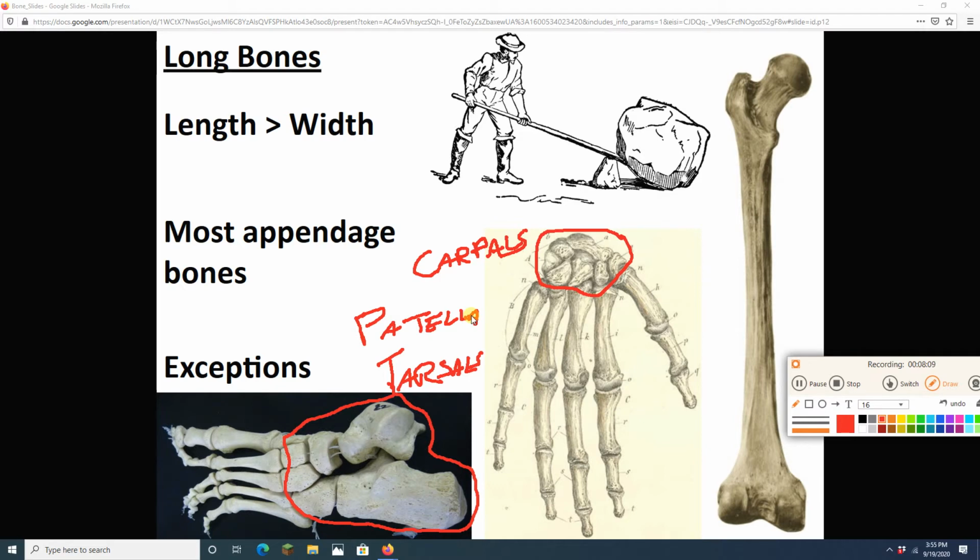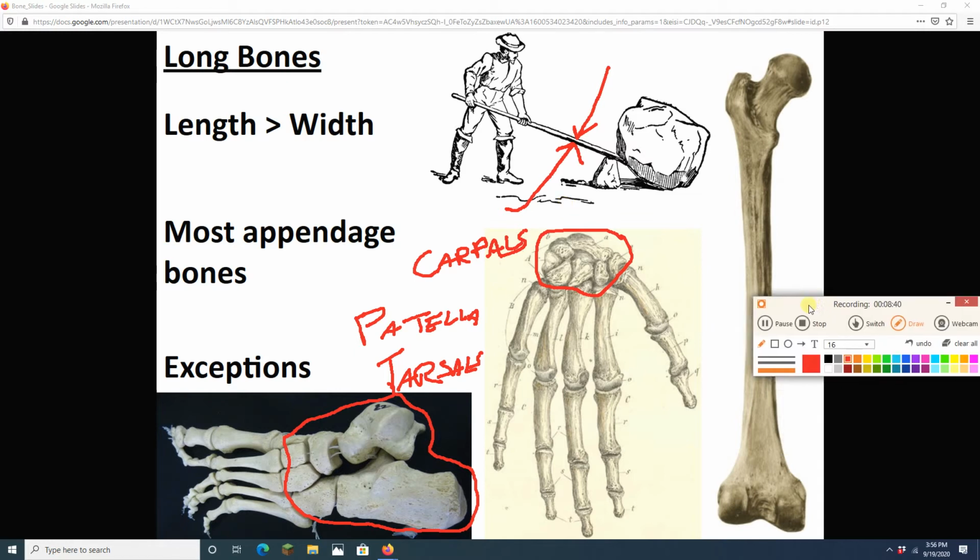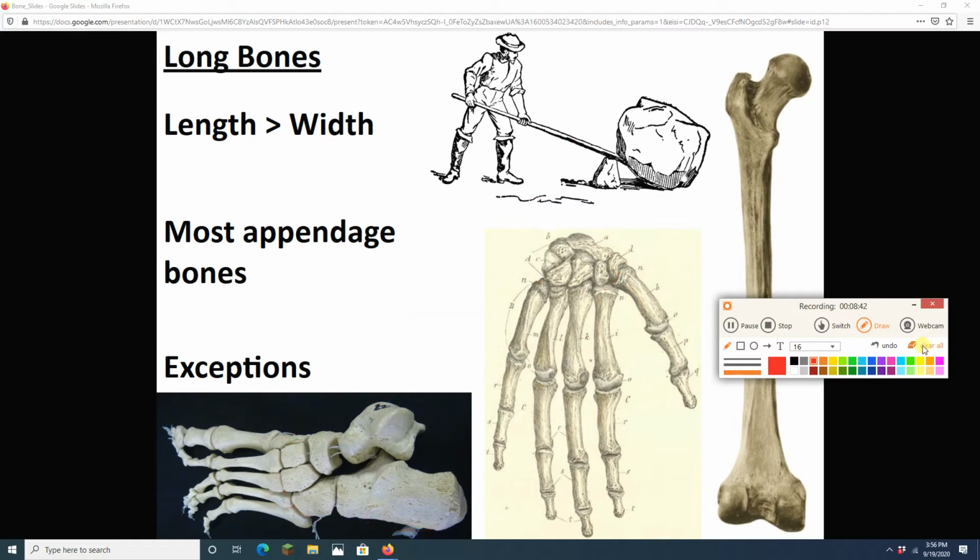And the length of a long bone lets the muscles pull on it, and it acts like a lever. You know from physics class that there are different types of levers that can be used to try and maximize the amount of mass you're moving or the speed with which you're moving something. And our long bones do this for us in our limbs as they act as levers. All right. Good deal.